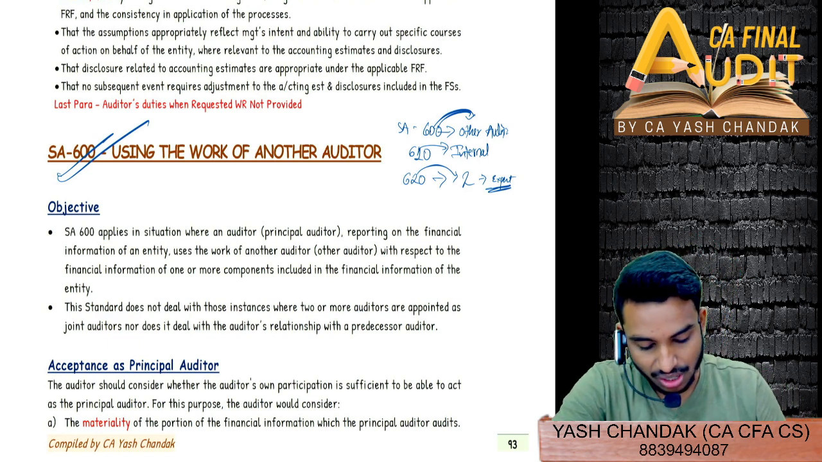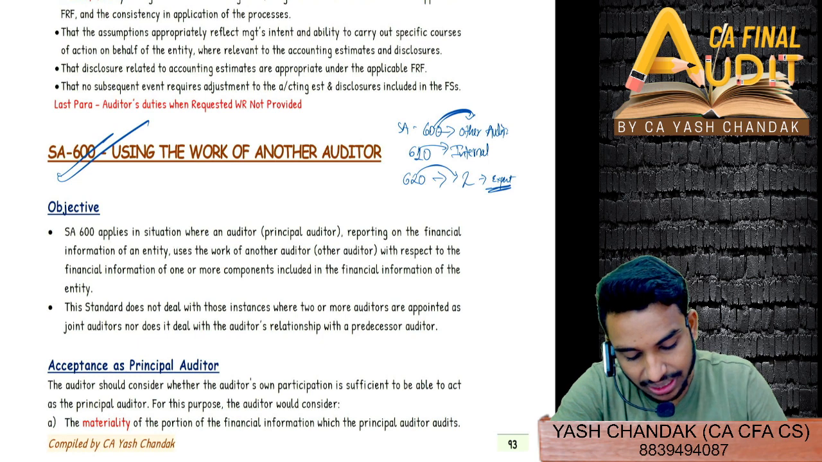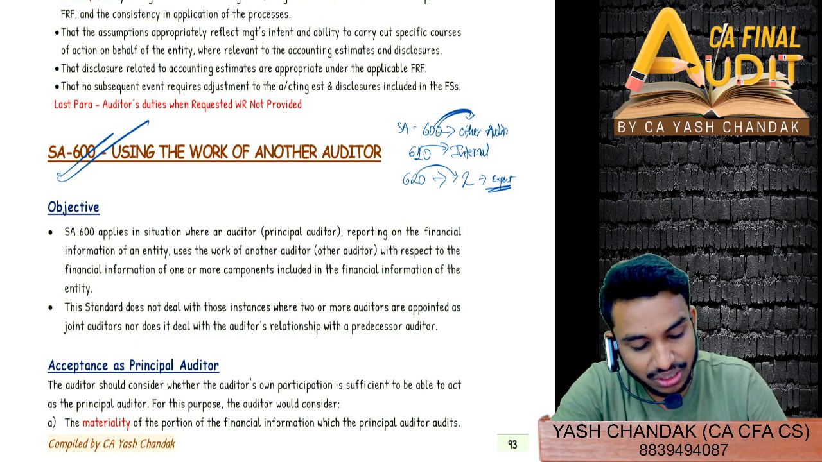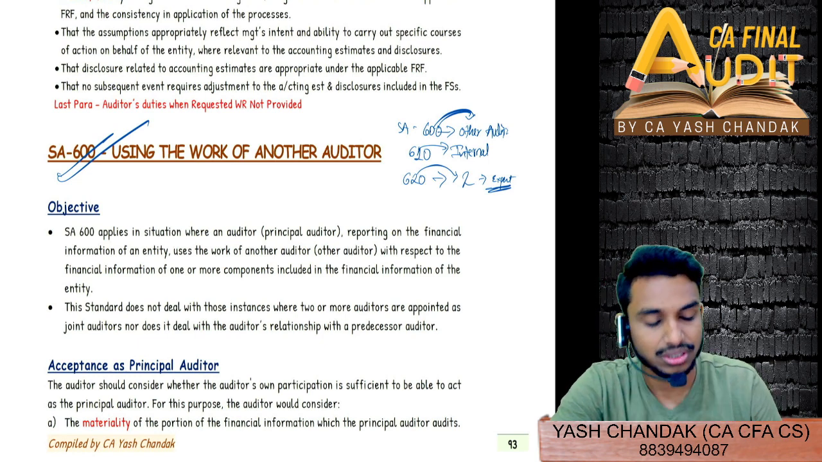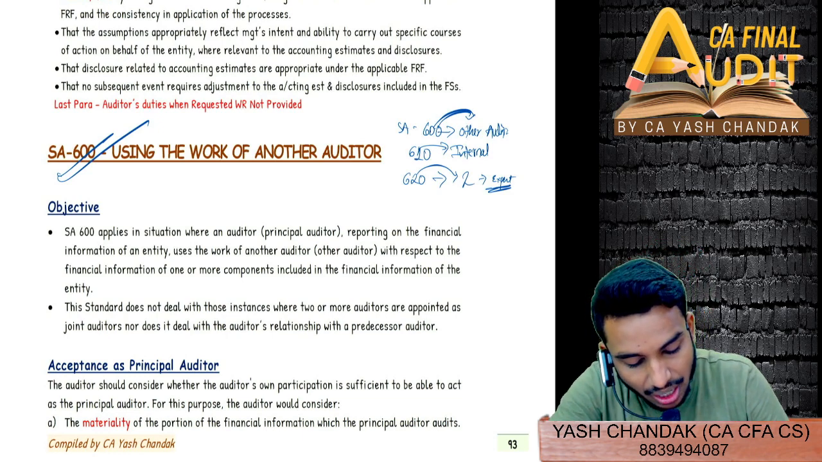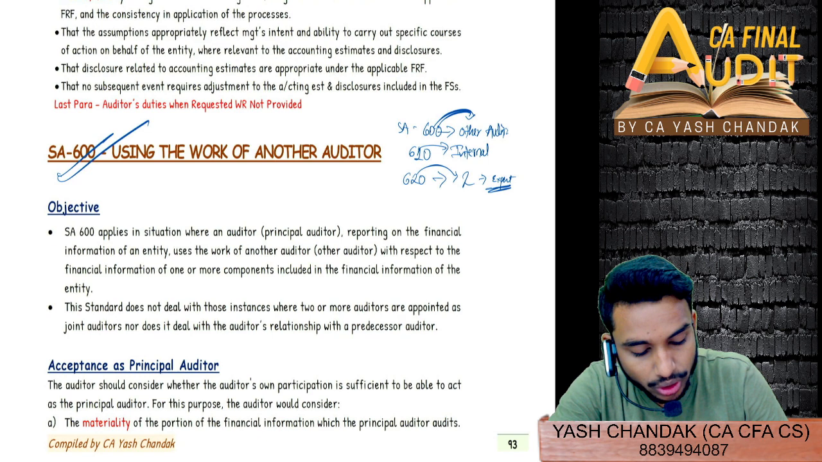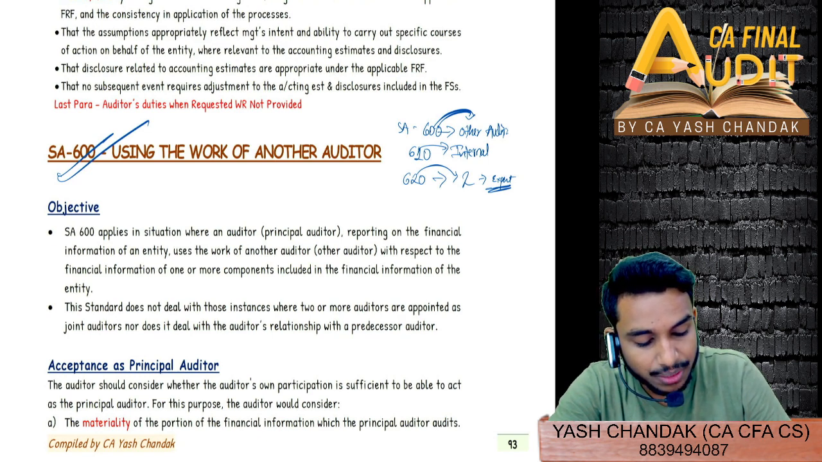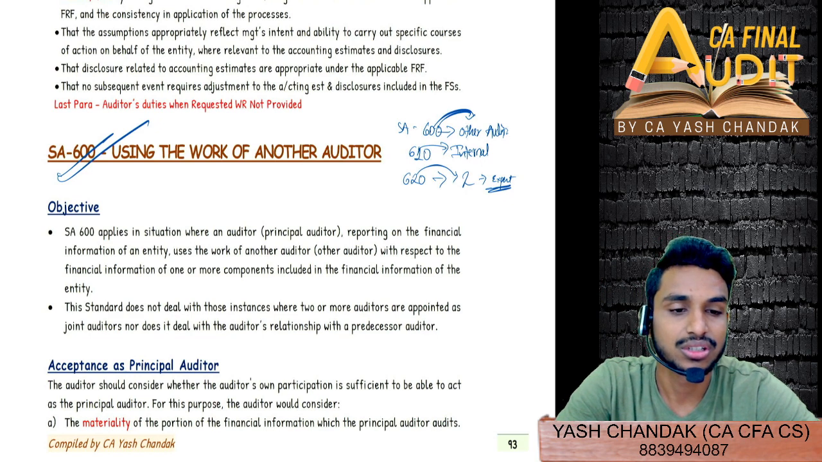See here, the materiality of the portion of the financial information which the principal auditor audits. So we will consider that, suppose we are doing the audit of 70% of total assets. We are doing the audit of 70% of total assets.